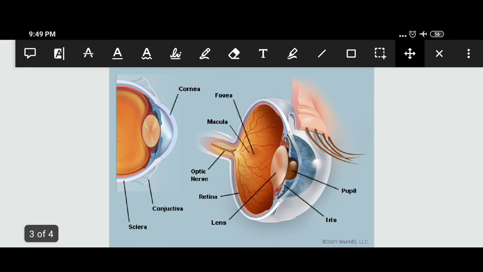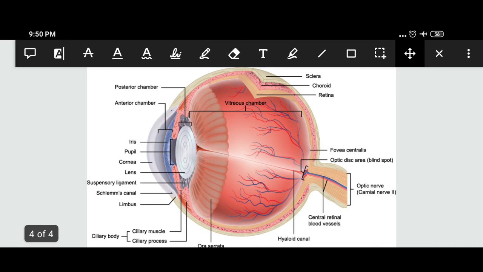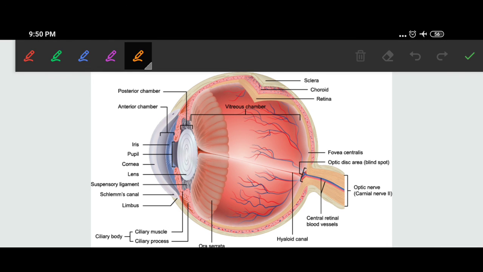Here you can see the sagittal section of the eye and various parts. I will explain the layers and the parts of the eye in this diagram. So let's see. We have three layers. The outermost layer, its anterior 1/6 is cornea, and the posterior 5/6 is sclera, and the junction of the cornea and sclera is our limbus.